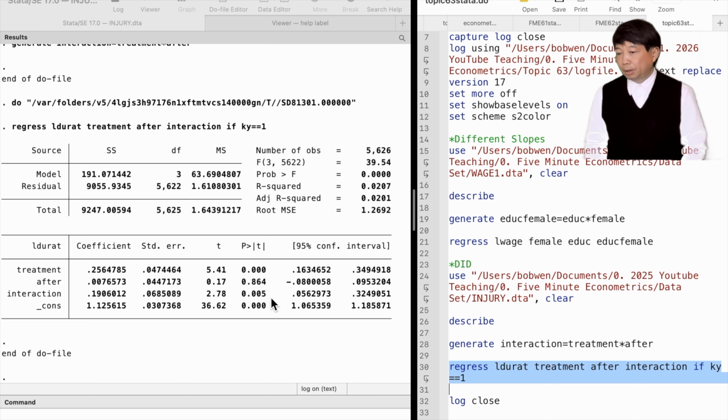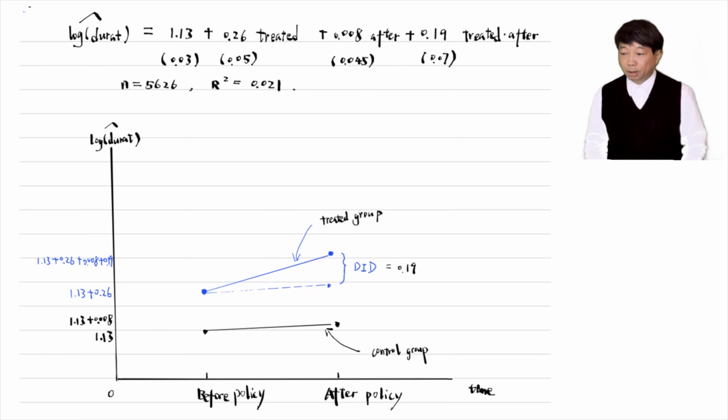Notice that there is an upward trend in the control group. The difference in differences measure considers the trend and assumes the treated group has the same trend. We can visualize the difference in differences effects in a graph. After removing the trend, we obtain the ceteris paribus effects of the policy.